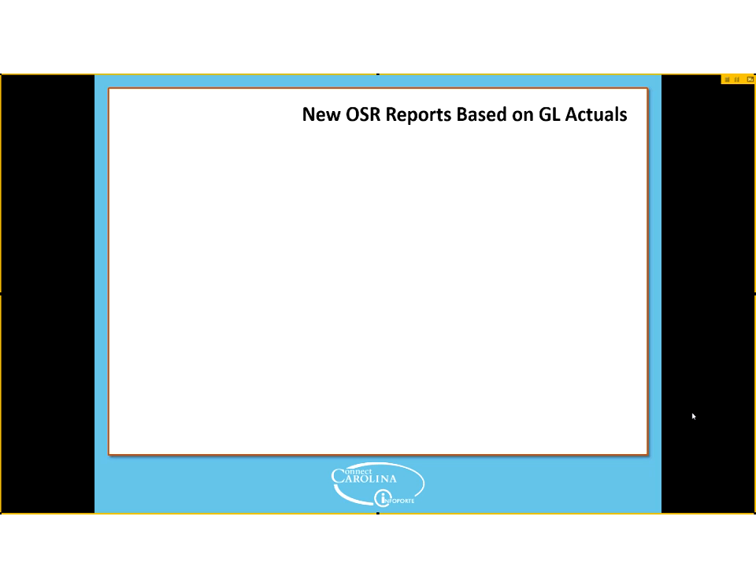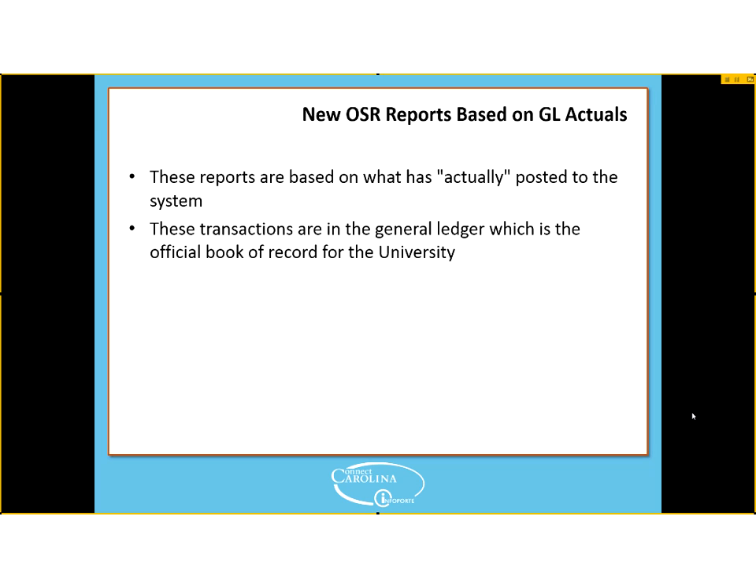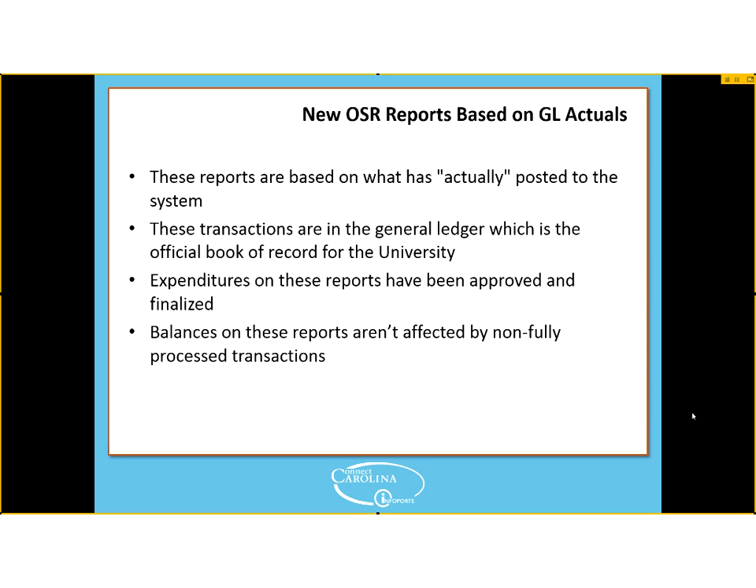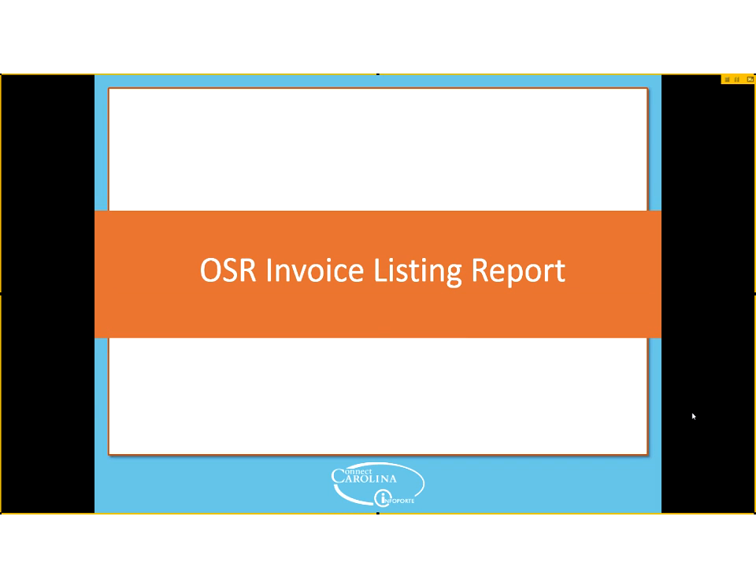Okay, so let's talk about these new OSR reports in general before we drill down to them. As I've been saying, these reports are going to be based on what is actually posted to the system. These are the transactions that are in the general ledger, which is the official book of record. All the expenditures on these reports have been approved and finalized. And the balances, as I was saying before, aren't affected by non-fully processed transactions. So things that are in flux, even if you know eventually they're going to get posted, are not going to show up in these reports, because we're only dealing with the posted transactions.